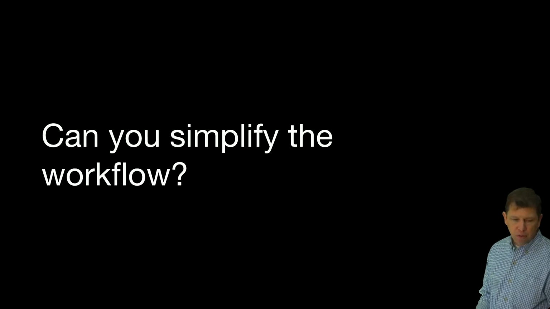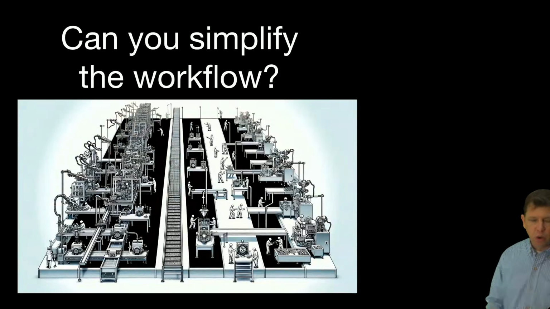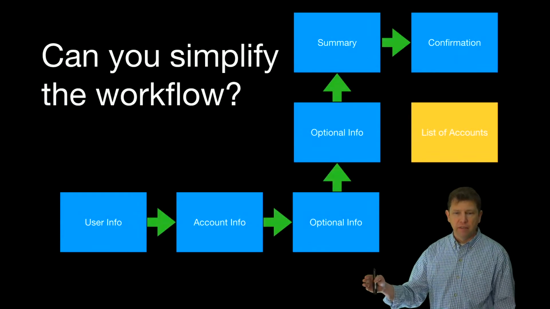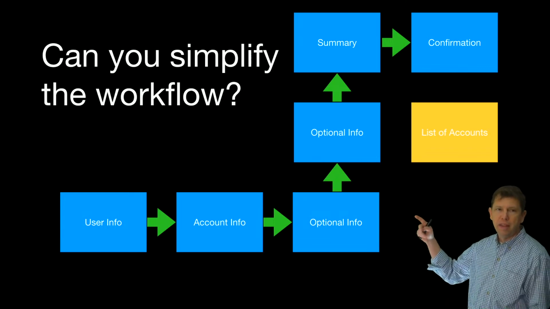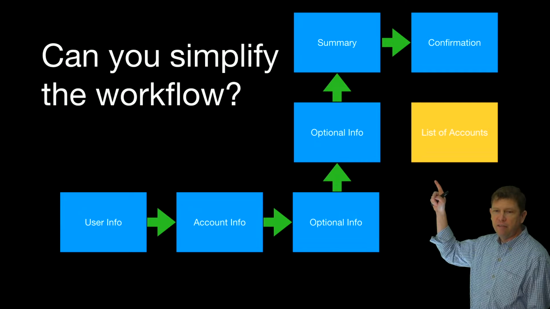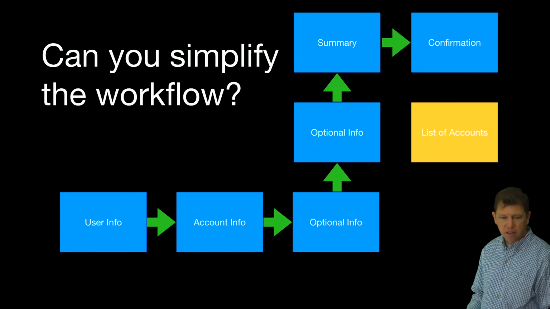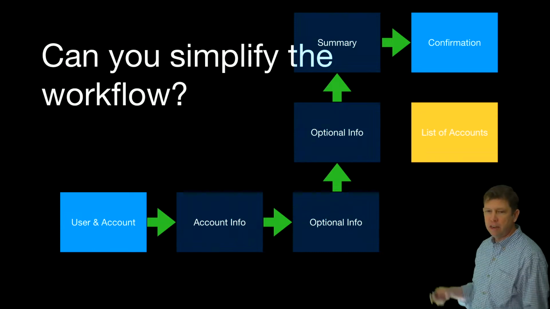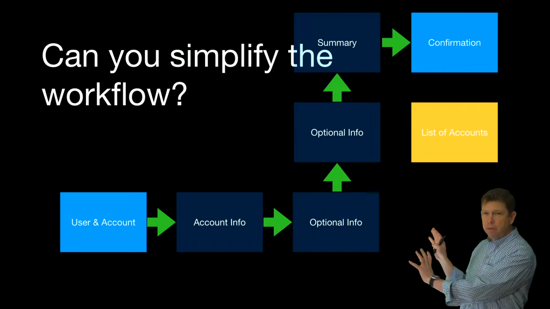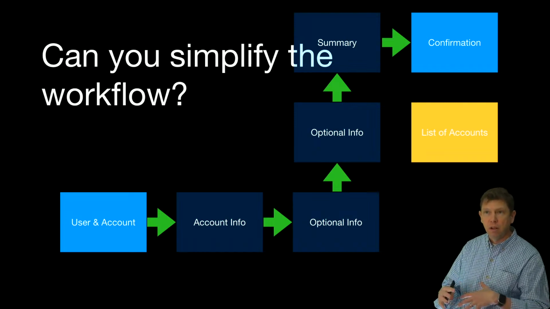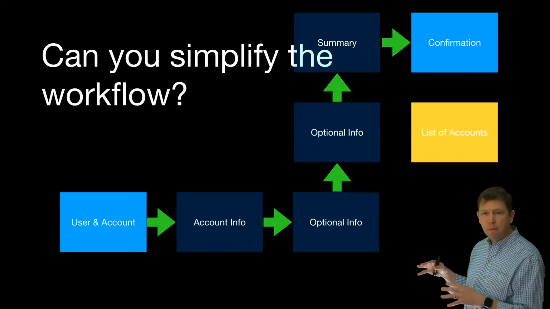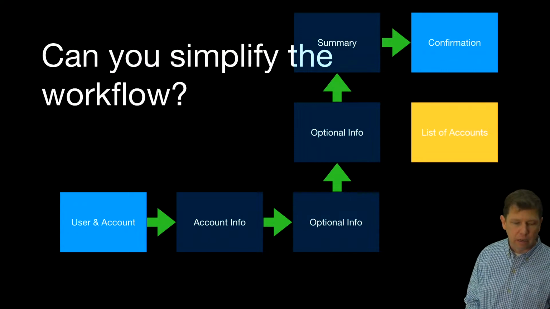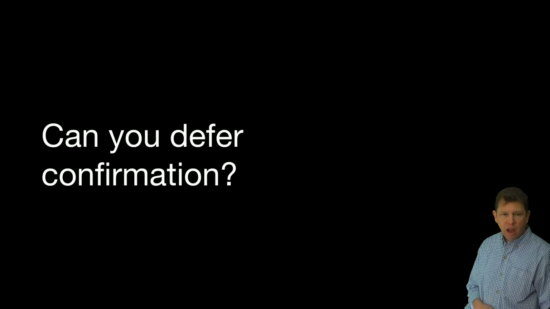Can you simplify the workflow? If you've got something really, really complex, is there a way to make it simple? Well, here's an example of that. Let's say our workflow is we get the user's info, and then there's account info, and then there's optional info 1, optional info 2, and then we show them a summary, and then a confirmation, and then it finally saves that, and then they show up in the list of accounts. Well, maybe we could just skip the workflow to where it goes from the user's account to the confirmation and then shows the list of accounts. Not that we're not going to build the rest of this, but we can start getting feedback on something a lot sooner by getting it to work here and then add in all the other things as the user says is the next and most important thing to work on.